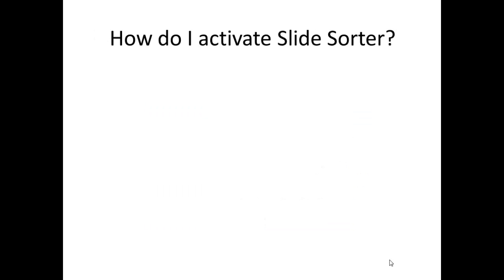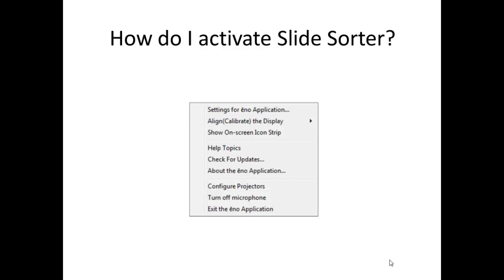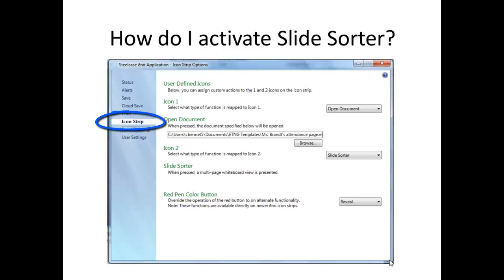Before using the slide sorter function, users must customize either icon number 1 or icon number 2. From the Eno app menu, select Settings for the Eno application. Click the icon strip heading and use the drop-down selection menu next to icon number 1 or icon number 2 to select Slide Sorter option.